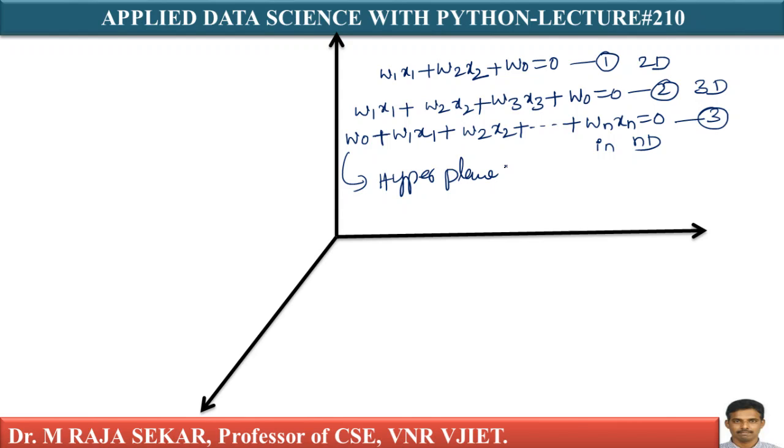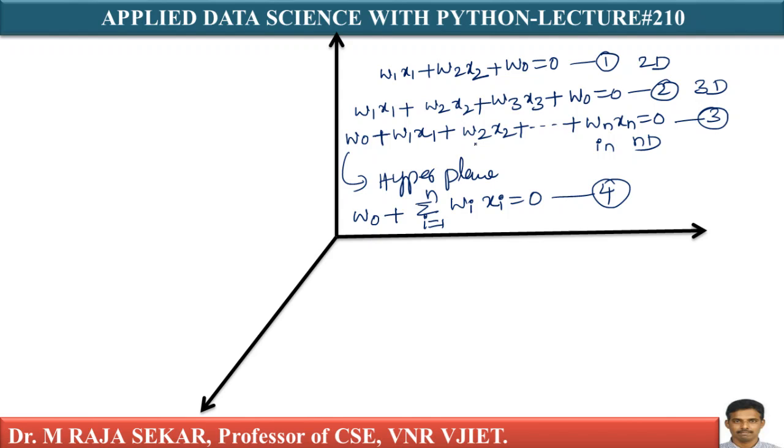We can use summation. How can I write that using sigma notation? Can I write like this? W0 plus sigma i equal to 1 to n wi xi equal to 0. Let me say this is the fourth equation. If I keep i equal to 1, w1x1, then i equal to 2 means w2x2, plus so on wn xn equal to 0.